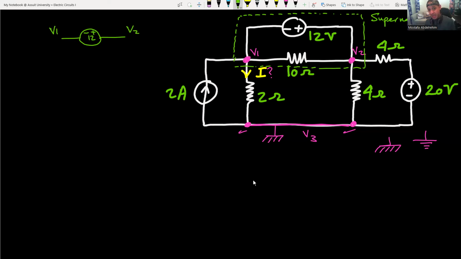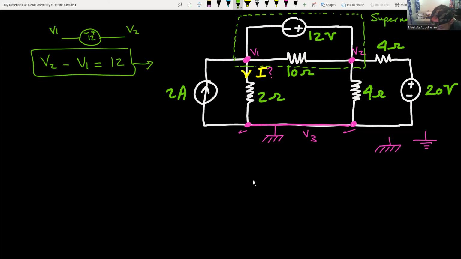So the extra step that this super node adds is actually to your advantage. You know that the voltage of any battery is the positive node minus the negative node of the battery. So basically V2 minus V1 equals the battery voltage, which is 12. So this super node adds an equation for you out of nothing. So it's to your advantage.